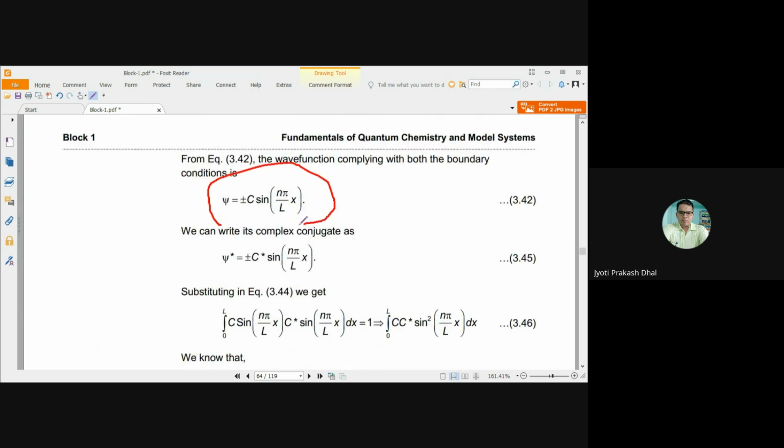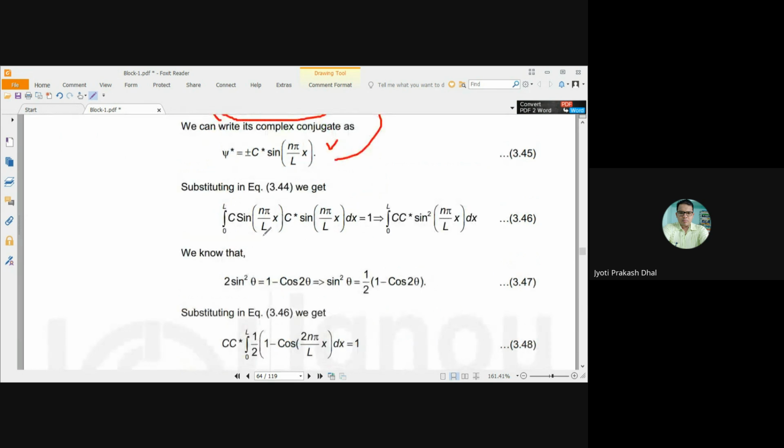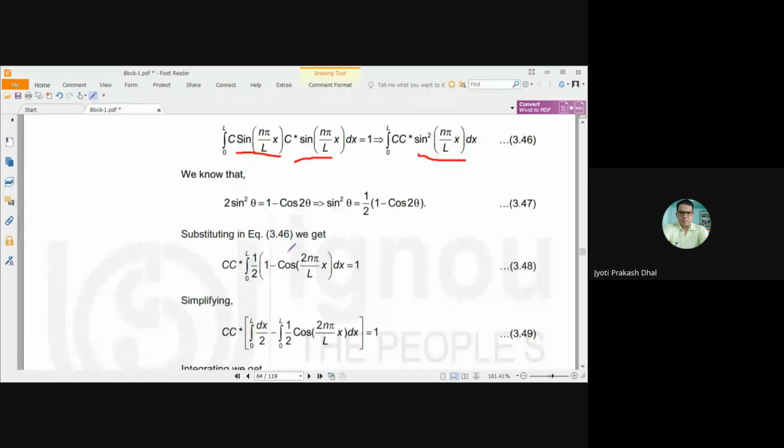In the previous part we calculated the solution for the Schrodinger wave equation which satisfies both boundary conditions, that is psi equals plus minus c sin n pi x by L. Its complex conjugate, psi star, will be plus minus c star sin n pi x by L. Now putting the values of psi and psi star, we can write the integration from 0 to L of c sin n pi x by L times c star sin n pi x by L dx equals 1. That implies the integration from 0 to L of c c star sin square n pi x by L dx should be equal to 1.